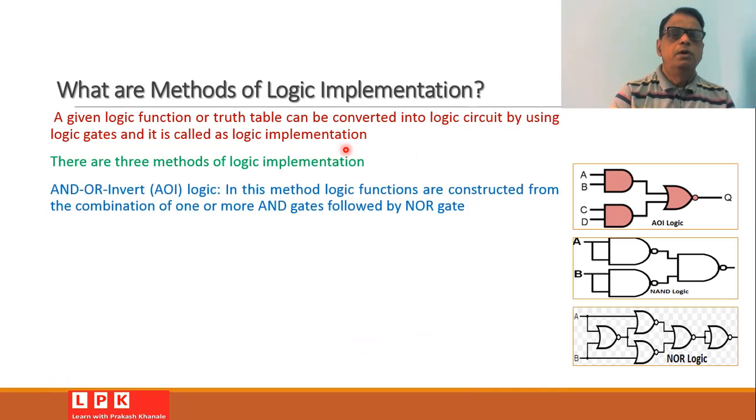There are three commonly used methods for logic implementation. The first method is called the AOI logic, that is the AND-OR-invert logic. The second is called the NAND logic, and the third one is called the NOR logic. As its name indicates, AOI uses a combination of AND gates followed by a NOR gate. When such a combination of logic gates is used for the implementation of the given logic expression, that logic implementation is called AOI logic.